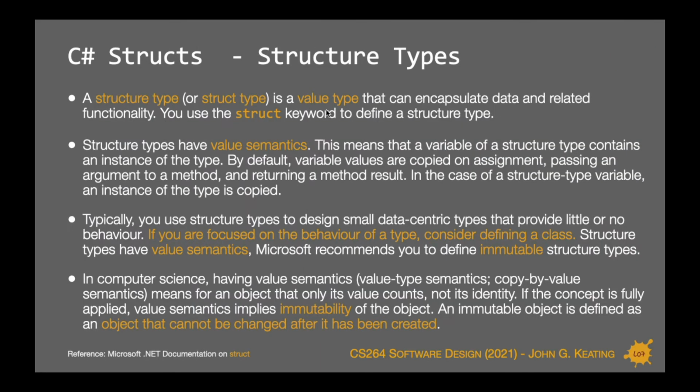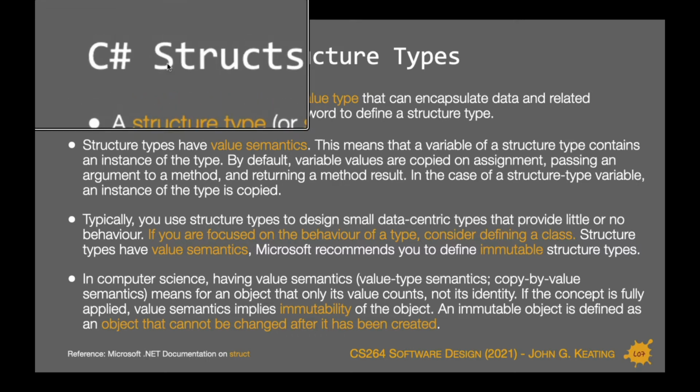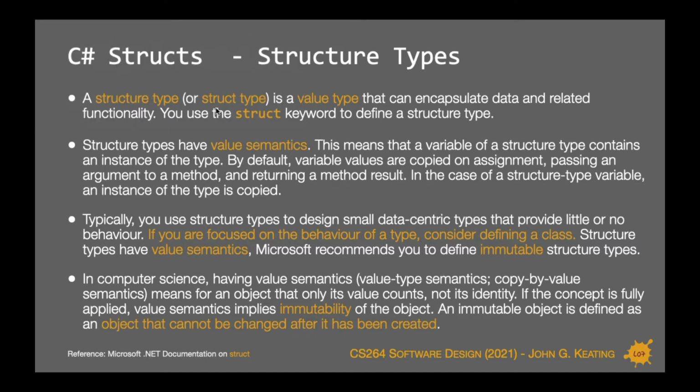So here's a new type, okay? We saw objects and object-oriented types last time when we know how to generate classes and objects in those classes, but we have these structs in C#, okay? And a structure type, or a struct type, that's a value type. And that can encapsulate data and related functionality. So you can use the struct keyword to define the structure type.